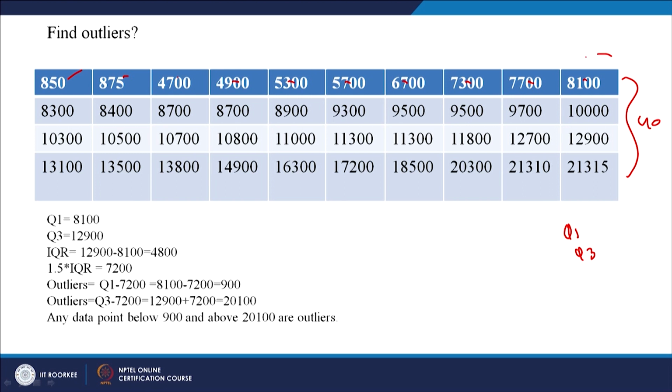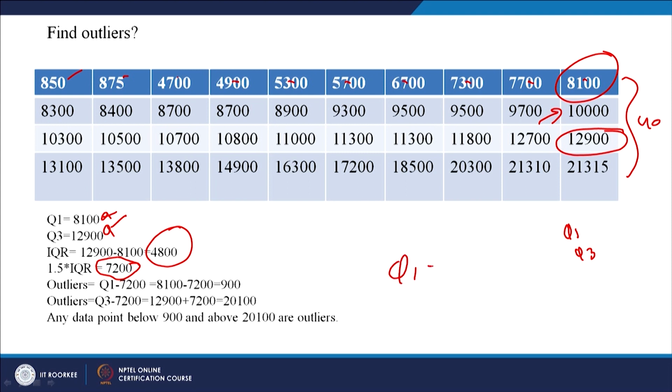Q1 is this 8100, just see, and Q3 is this 12900. What is the median? 10,000, right. So, IQR is what? Q3 minus Q1. So, this is 4800, 4800 is the IQR. First of all, you have to take 1.5 IQR. So, 1.5 IQR is this 7200, which is 1.5 times the IQR.